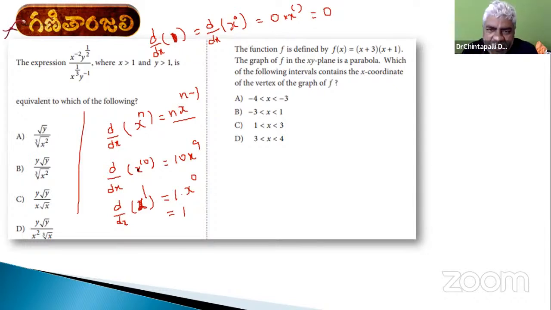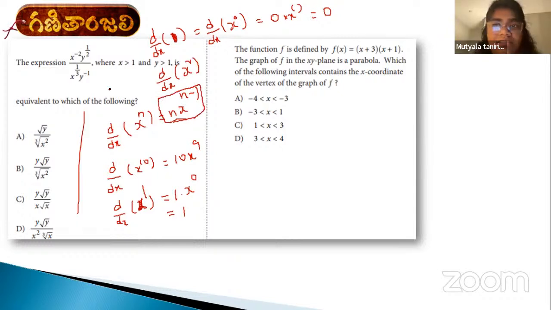Derivative of 4x is 4. Derivative of x square is 2x, not 2. Using this principle, 2 into x to the power of 1, so 2 into x. Yes, sir. Got it. 2x.